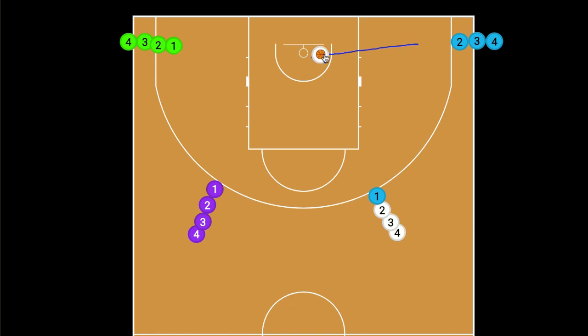So again, what we're teaching here is when you pass the ball to get a motion offense started, there's a good chance that you will get the ball back, right? This white number 1 started right here. Now they finished the drill with getting the wide open layup.